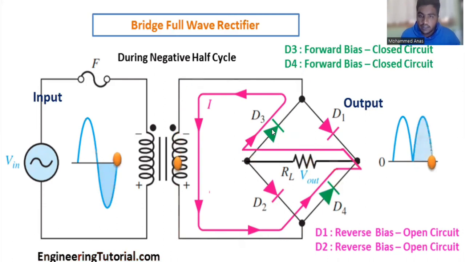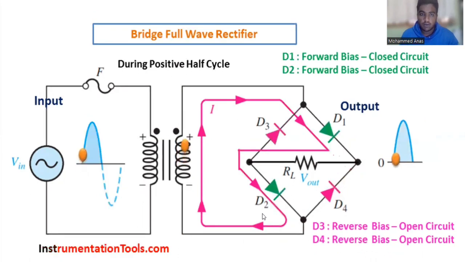As you see, D3 is closed and D4 is closed. The flow of current takes place. It is a closed circuit, with D1 and D2 open circuits. When you pass the input, this is how the waveform, or the output, is formed.